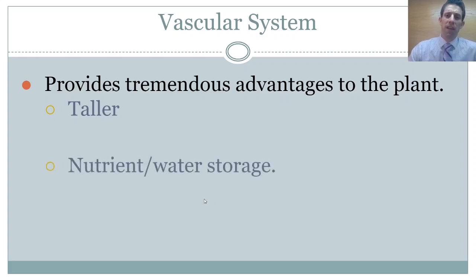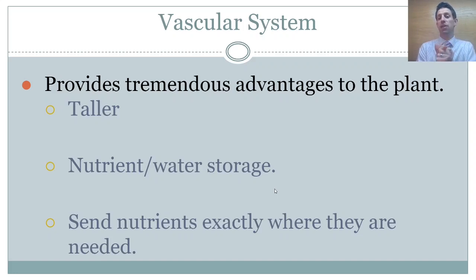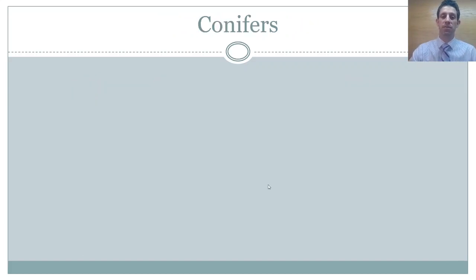The vascular system also allows for nutrient and water storage, which means that they can keep and hold on to water and nutrients in times of need, like the winter, for example, and they get to send nutrients exactly where they need to go. So when the plant is growing, it can send nutrients to the site of growth, or if a plant gets damaged and needs to repair that damage, it can send nutrients specifically to that area of damage so that the healing process can happen faster.